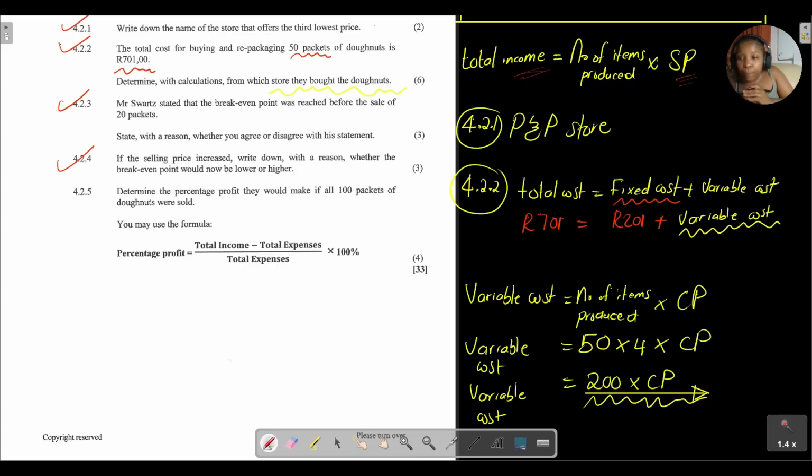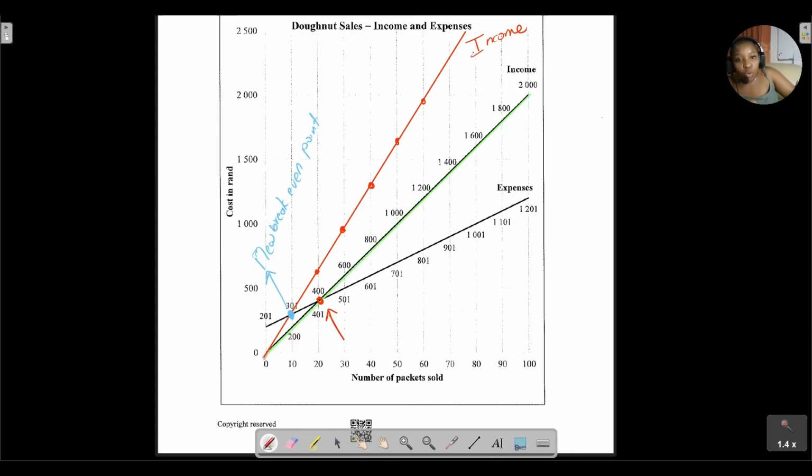Question 4.2.5. Determine the percentage profit they would make if all 100 packets of donuts were sold. You may use this formula. So here, very easy. We just need to make use of our graph to help us answer this question. What would be the profit that they would make if all 100 packets of donuts were sold? We need to determine what would be the income they would make.